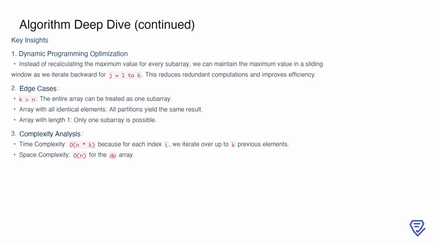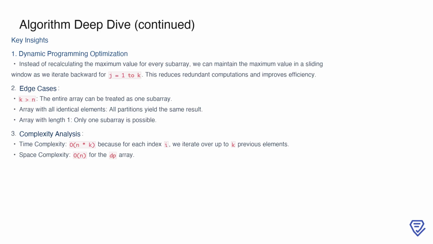Second, we need to consider edge cases such as when k is greater than the length of the array. In this situation, the entire array can be treated as one subarray. Similarly, if the array consists of identical elements, all partitions yield the same result, so the solution remains straightforward. For very small arrays, such as when the array has only one element, only one subarray is possible.